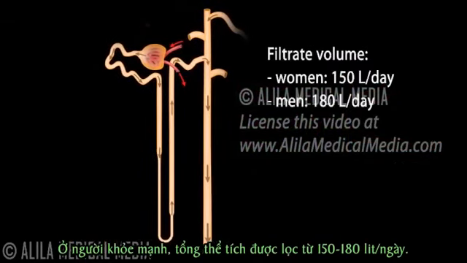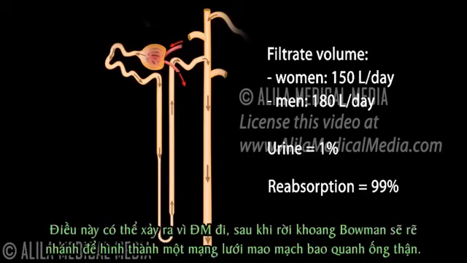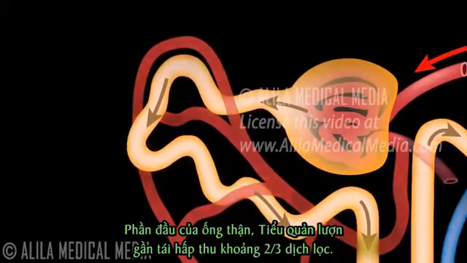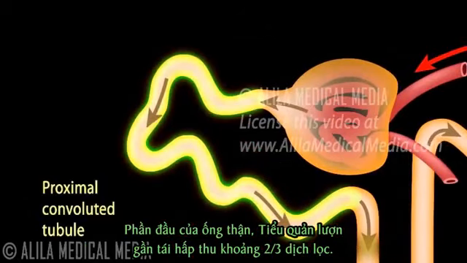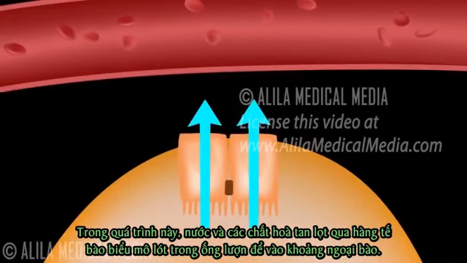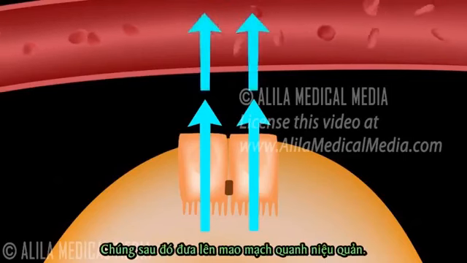However, only about 1% of this is excreted as urine; the other 99% is reabsorbed back to the blood as the filtrate flows through the long renal tubule. This is possible because the efferent arteriole, after exiting the Bowman's capsule, branches out to form a network of capillaries, known as peritubular capillaries, which surround the renal tubule. The first part of the renal tubule, the proximal convoluted tubule, reabsorbs about 2/3 of the filtrate. In this process, water and solutes are driven through the epithelial cells that line the tubule, into the extracellular space. They are then taken up by the peritubular capillaries.